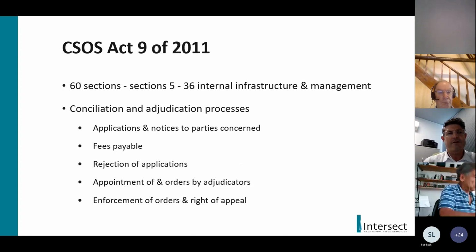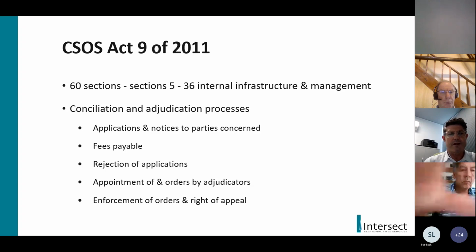It's important to understand that there is an act, the CSOS Act 9 of 2011. If you go and look at the Act, you'll see that there are 60 sections. Sections 5 to 36 deal with the internal infrastructure management of the body, CSOS itself. So those are not sections that anybody needs to really worry about. The other sections in the Act deal with the conciliation and adjudication processes.